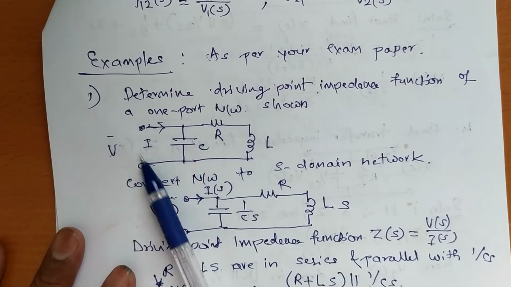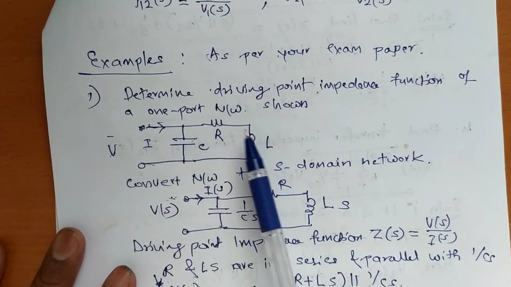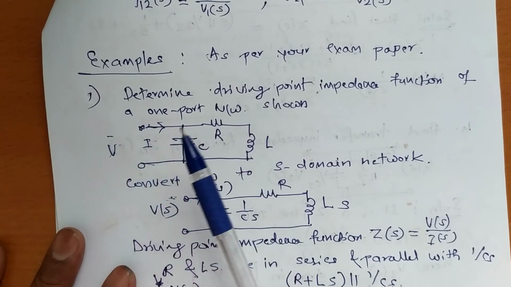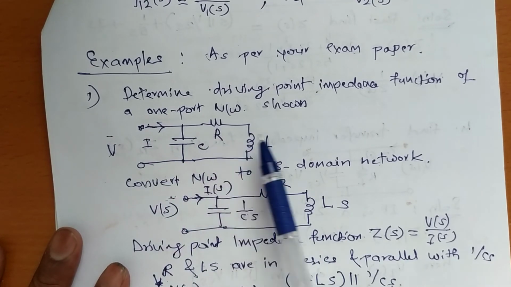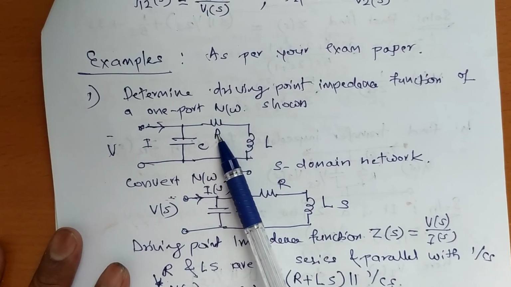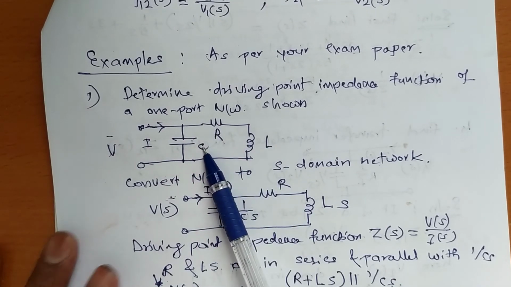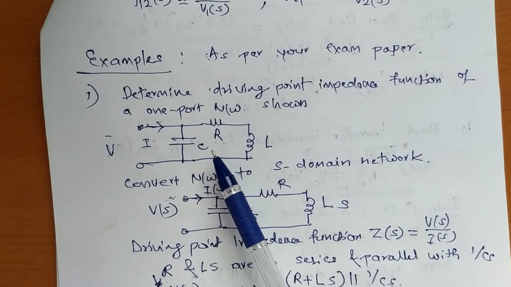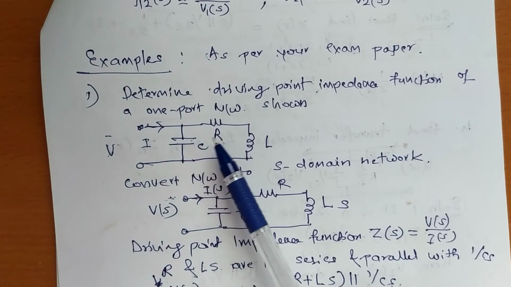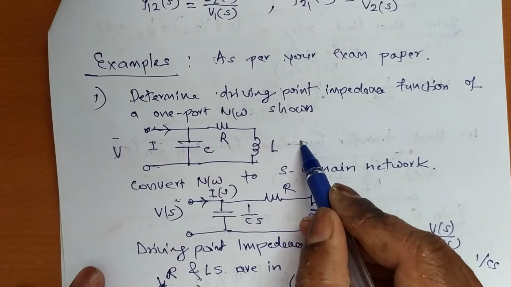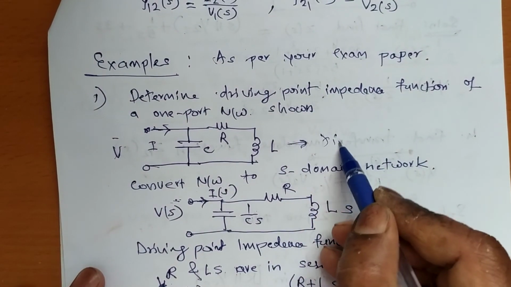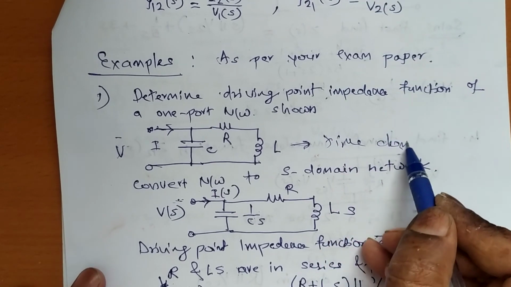What is given in the network? A passive network is given. No voltage is applied, no source is connected here, and it has elements R, L, C. They may give the resistance value, inductance value or capacitance value. Right now this particular network is in the time domain.